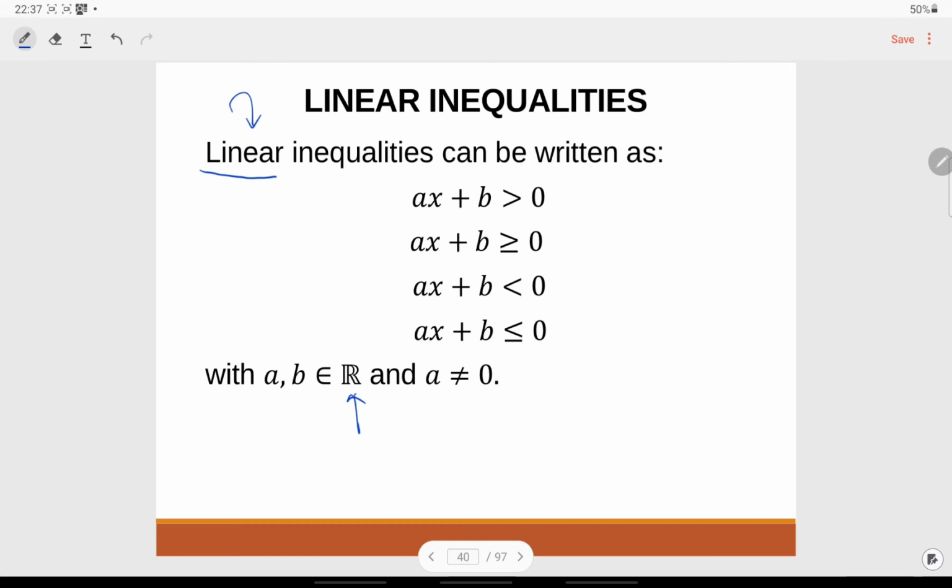Okay, we need to make sure x remains there, so we need to make sure that a is not equal to 0. Otherwise, the remaining value is just b. Okay, so it's no longer a linear inequality.